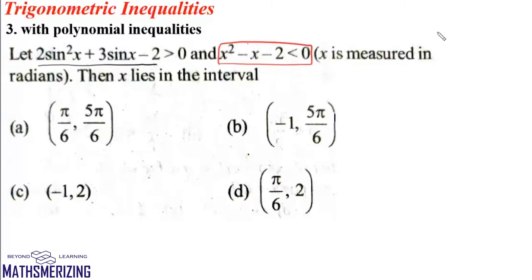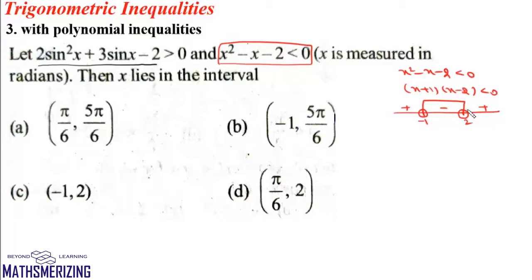So we are given the inequality x² − x − 2 < 0. So we'll get (x + 1)(x − 2) < 0. So this is −1, this is 2. So it is plus, minus and plus. We'll need less than 0. So we'll get the condition that the value of x should lie between −1 and 2.